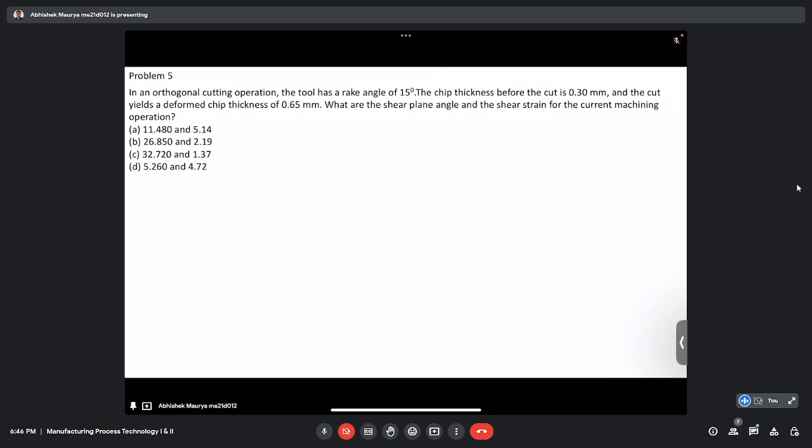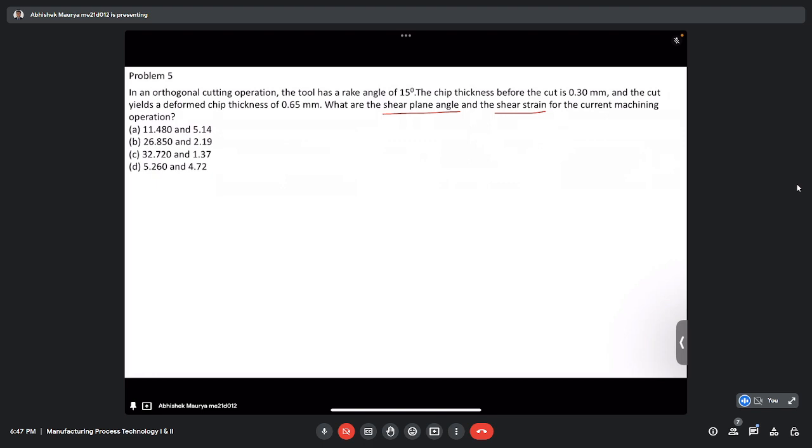Do any of you have any part of this answer? Because two things have been asked: what is the shear plane angle and what is the shear strain? So if any of you have got any part, you can write it in the chat box. And if you are finding any difficulty, I will discuss it together. Okay, let me try to help you out.